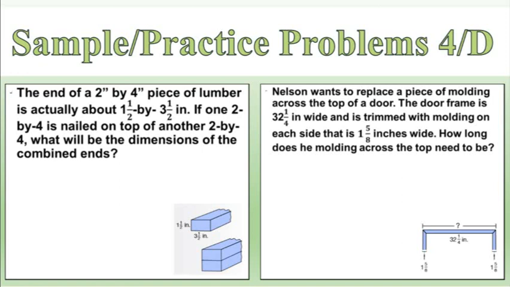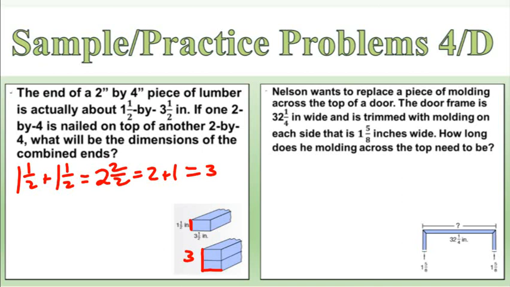So what we're really doing is finding what is this part of the boards and what is this part of the boards. We're going to do the vertical part first. Since we know the first parts, this part is 1 1/2, and then I'm adding another board, so that's another 1 1/2. That would give me 2 and 2/2, which is the same as 2 plus 1. So we have 3, so this side is 3, and the bottom part just stays the same, so that is 3 1/2. So we have 3 by 3 1/2.